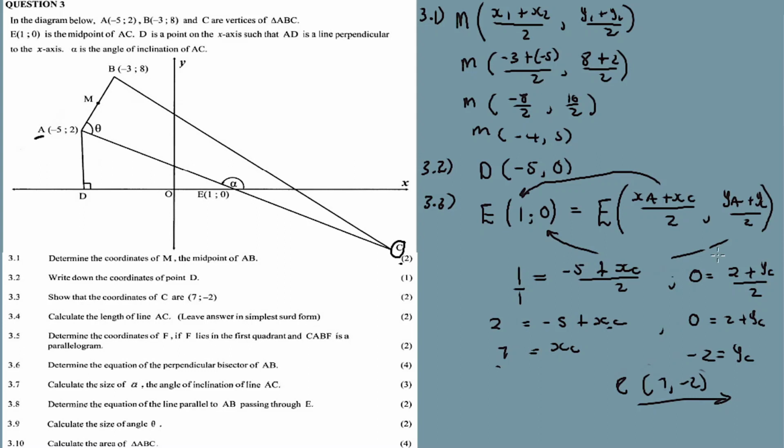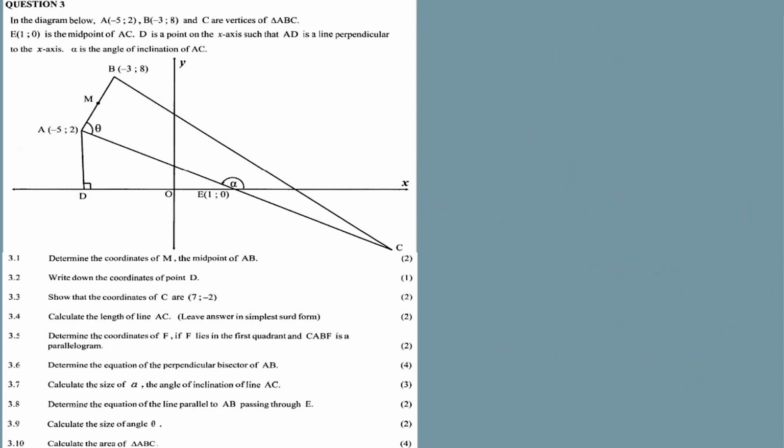3.4, calculate the length of AC. Alright. Okay, let's start a new board. 3.4, we want the length of AC. So the length of AC is the square root. Alright, so far we were good.